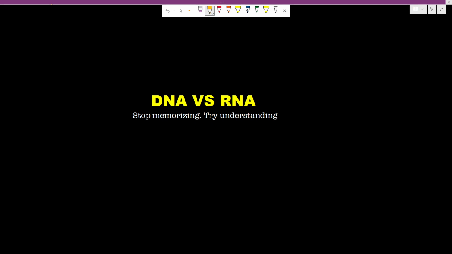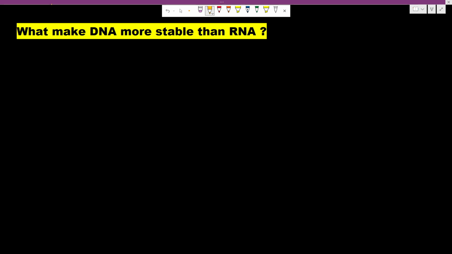Hello everyone. So today we are going to learn a new topic which is very interesting, but students try to memorize it. We will try to understand it. So what is that? As you can see, it's DNA versus RNA. Okay, let's start. What makes DNA more stable than RNA?